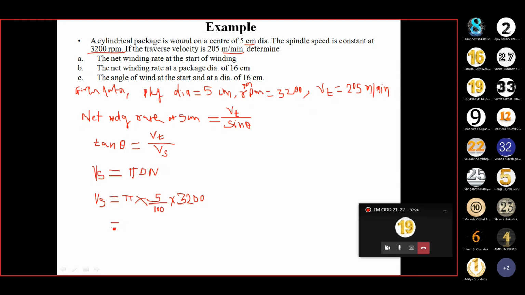So we can get the Vs. You tell me, what is the Vs? 503 meters per minute.